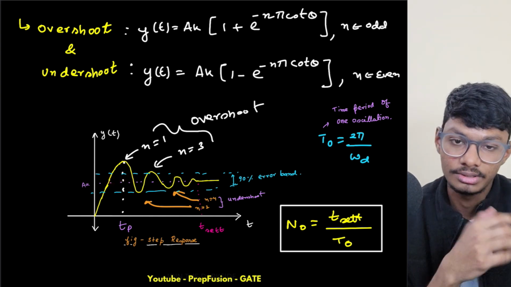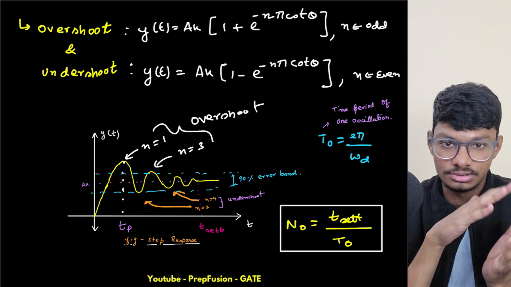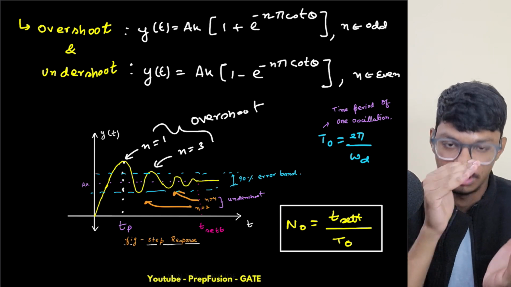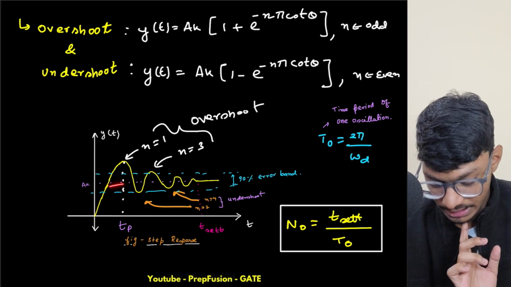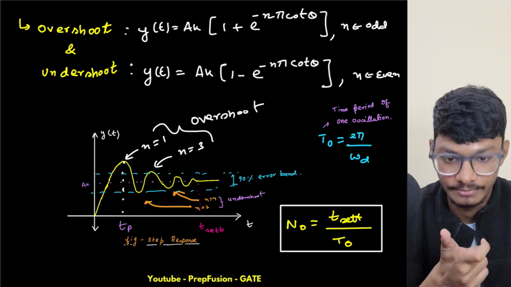The time period will be the same, but the magnitude of the oscillation, like the upper and lower bounds, the overshoot and the undershoot, will reduce further. So they have reduced, but the time period is the same. So that is for one time period of oscillation.